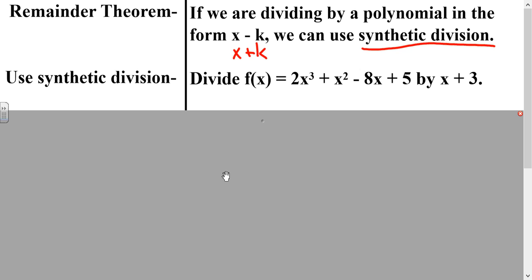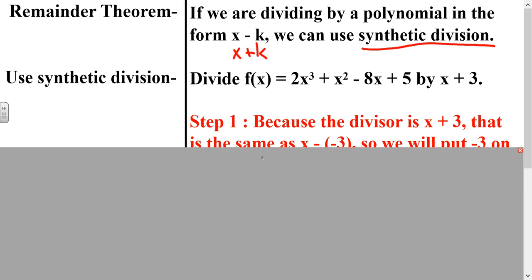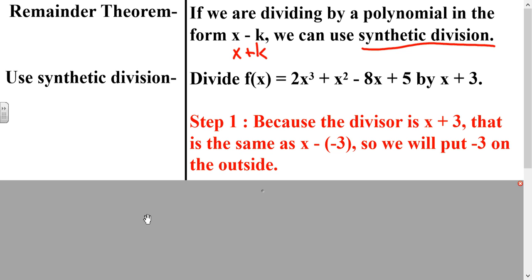So we're going to divide 2x cubed plus x squared minus 8x plus 5 by x plus 3. So since I'm dividing by x plus 3, I can use synthetic, because if it's x plus a number or x minus a number, I can use synthetic. So to set up synthetic, you have to use whatever the value of k is on the outside. So because this says plus 3, technically that's minus a negative 3, so we have to put a negative 3 on the outside. So you can just remember, put the opposite number on the outside.